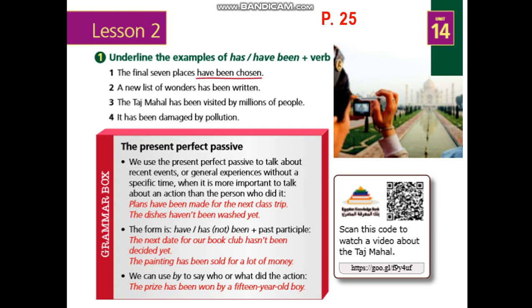Let's open page 25 in the student's book. Answer exercise 1. Underline the examples of has or have been plus verb. In the first sentence, the final 7 places have been chosen. So the verb here is have been chosen. Sentence number 2. A new list of wonders has been written. So the verb here is has been written.